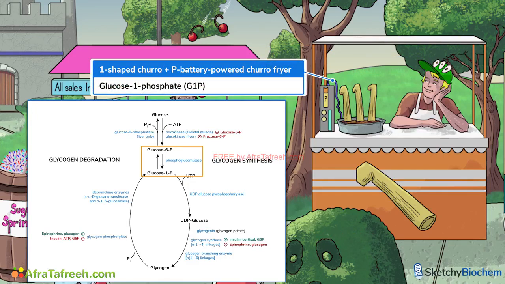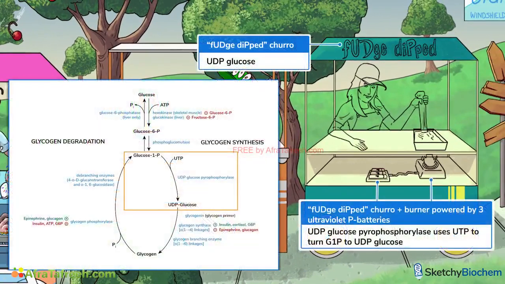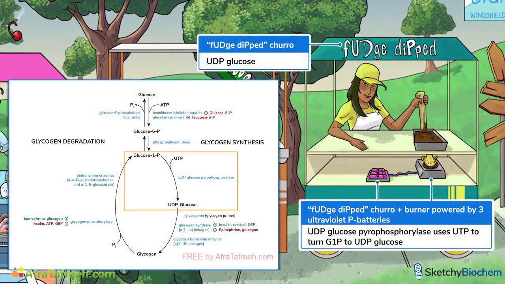Yeah, it's pretty much like a regular shaped churro, but with like a bent top. For our purposes here, it's G1P. In the next step, UDP glucose pyrophosphorylase uses UTP to turn G1P into UDP glucose.